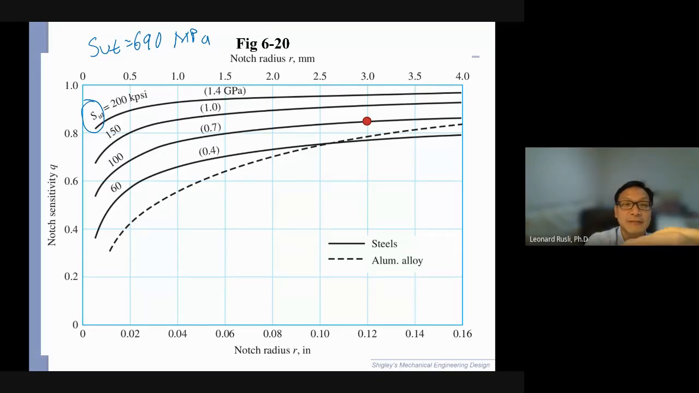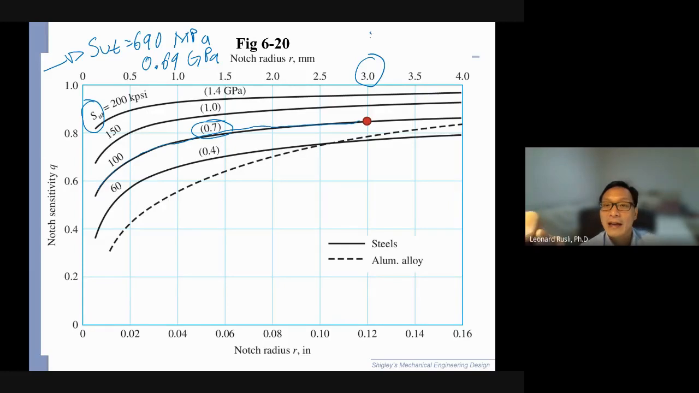Okay, so SUT is given, 690. This is a material property. And the notch radius is 3. So we follow SUT is 690 MPa, which in gigapascal is around 0.7, right? All right, so 0.7 is this line, and the notch radius is 3. So here is my notch sensitivity Q. Q is approximately here, 0.85.